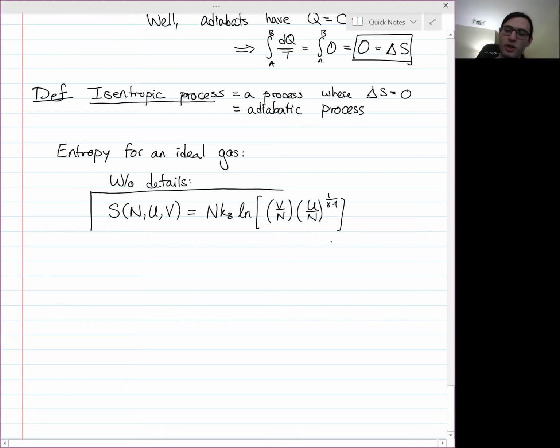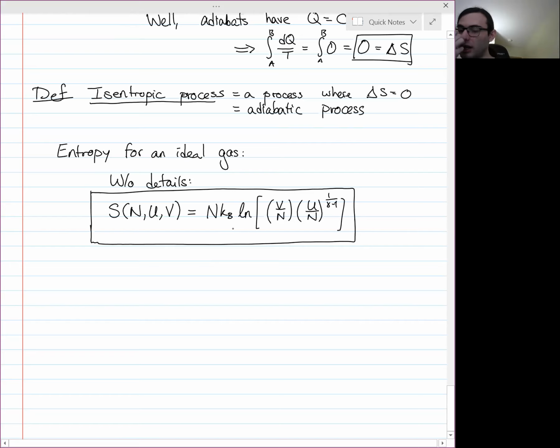It's the formula for the entropy. It's just a number. Well, it's a number with units. Kb has the units of entropy, so it's correct. It's just a thing that you've got to compute.